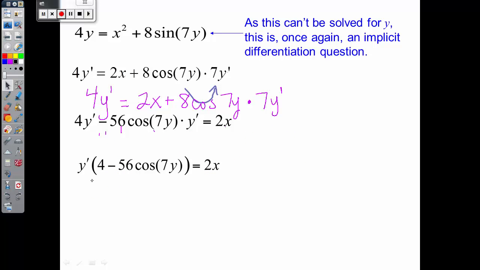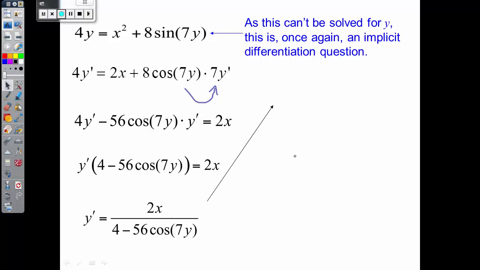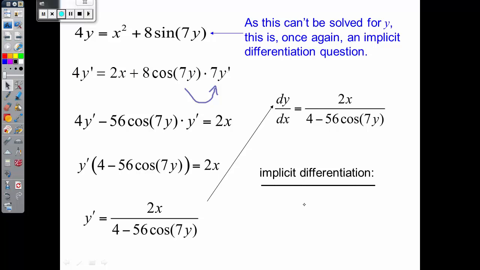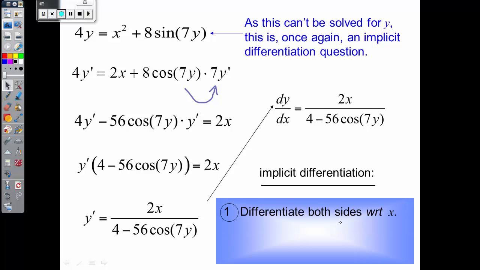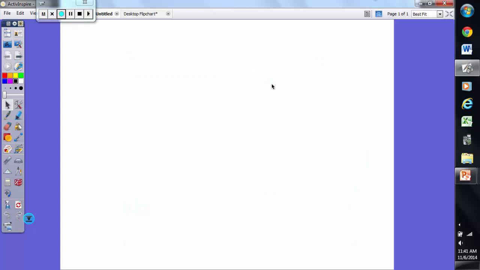And then when you do that, you can factor out a y prime, and you're left with 4 minus 56, and then you divide both sides by that. So remembering to do the y prime isn't usually the hard part. Solving for y prime usually gives people some trouble. So then you divide both sides by this whole term, and that is your y prime, also written as dy dx. So here are your steps. Differentiate both sides with respect to x, solve for dy dx, or y prime. These mean the exact same thing.